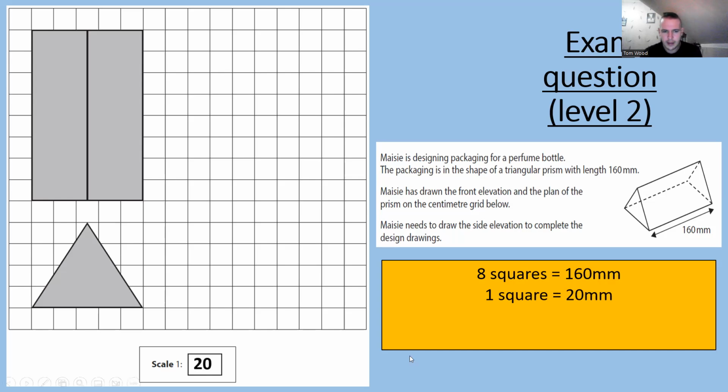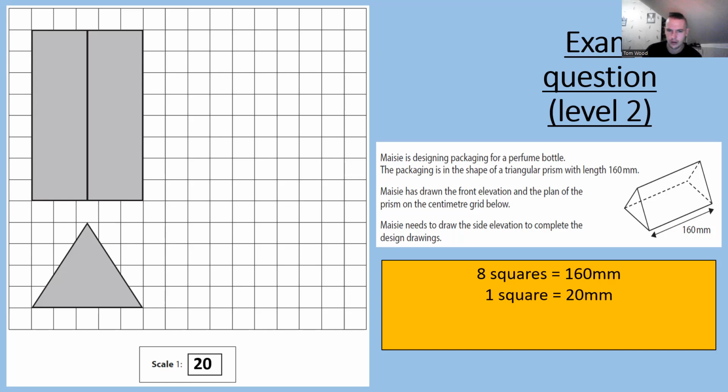So I can pop that in down here. One of the marks asks you to complete this and add the scale. That's going to get us 1 mark, perhaps even 2. I can't remember exactly how many marks it was for this question. We then need to draw the side elevation. Given the quick sketch we've got there, if we're looking from the front, we've got this nice looking triangle. From the top, we've got 2 rectangles. If we're looking at it from the side, we're just going to see 1 rectangle essentially.